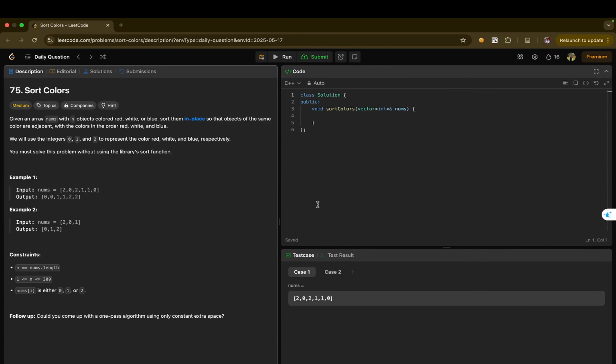Hello guys, welcome back. Today we keep solving the daily questions. Today we got a medium one, that is Sort Colors.